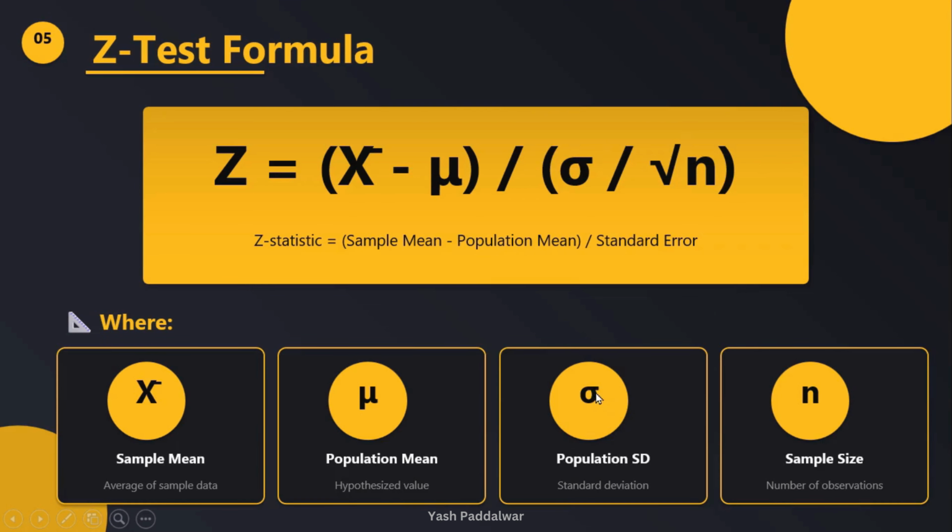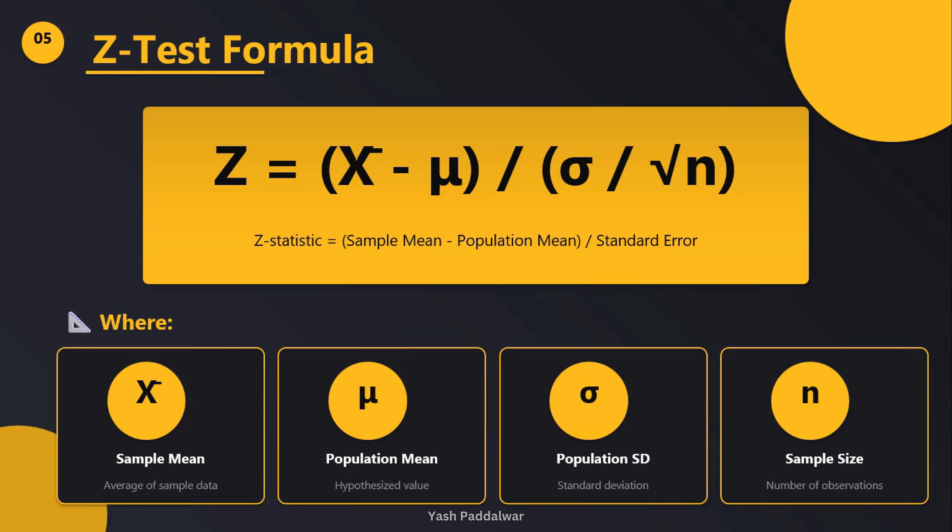Next is your standard deviation, which is your population's standard deviation, which is one of the criteria that has to be satisfied before applying the Z test. Next is n. N is nothing but the sample size. That means the number of observations in your sample. So remember this particular formula. It would be helpful for you to tackle any kind of numerical which comes regarding the Z test.